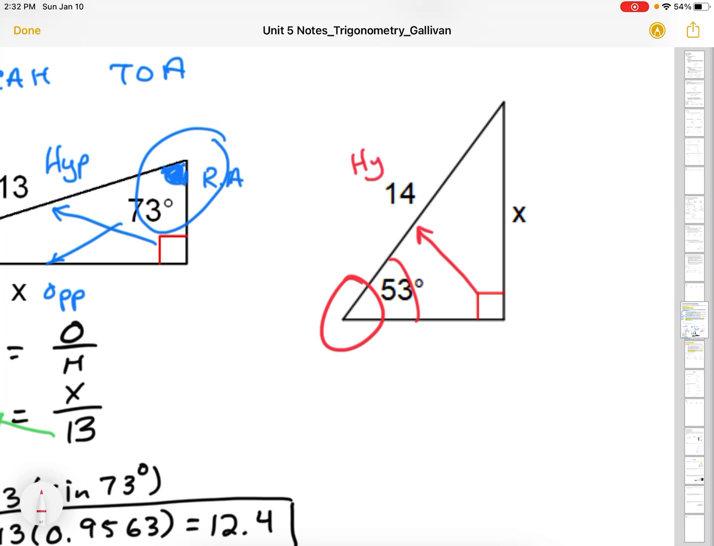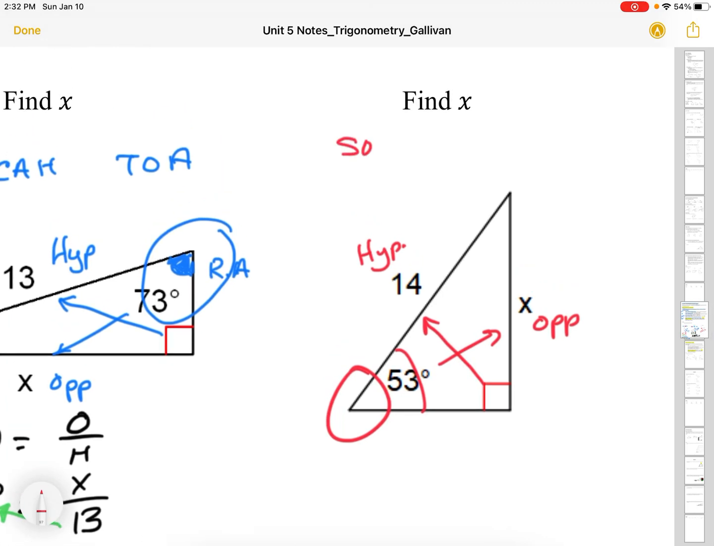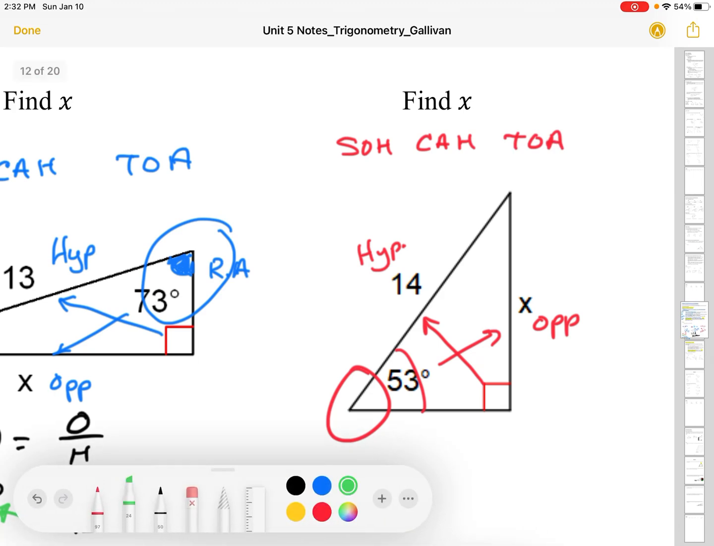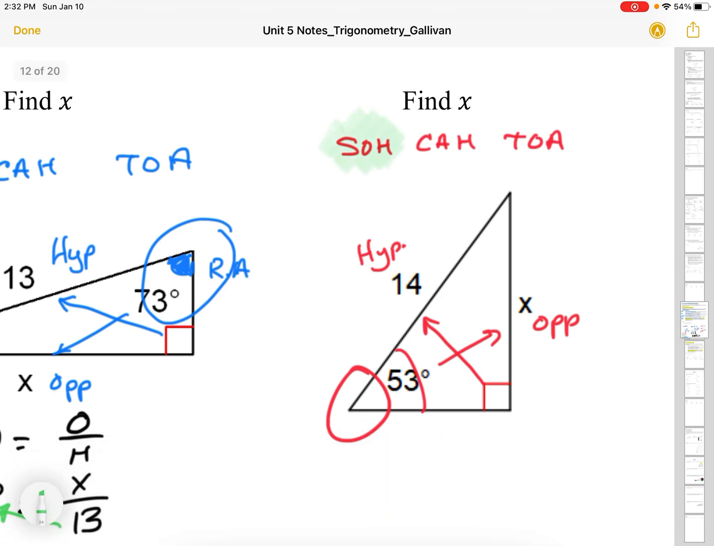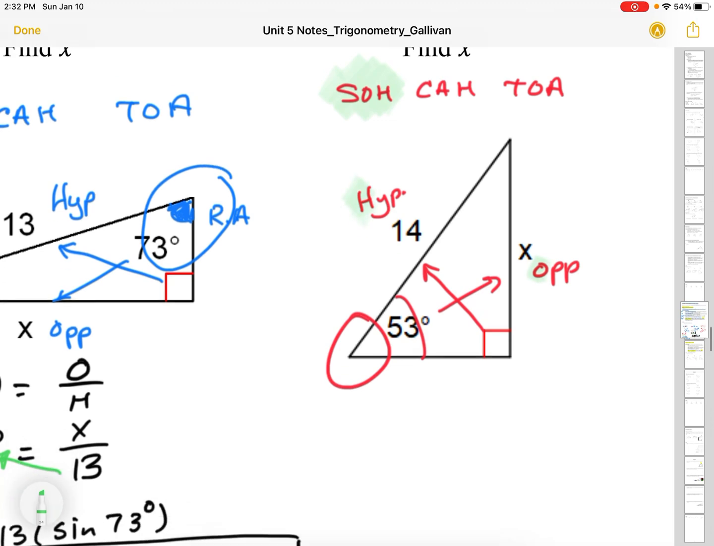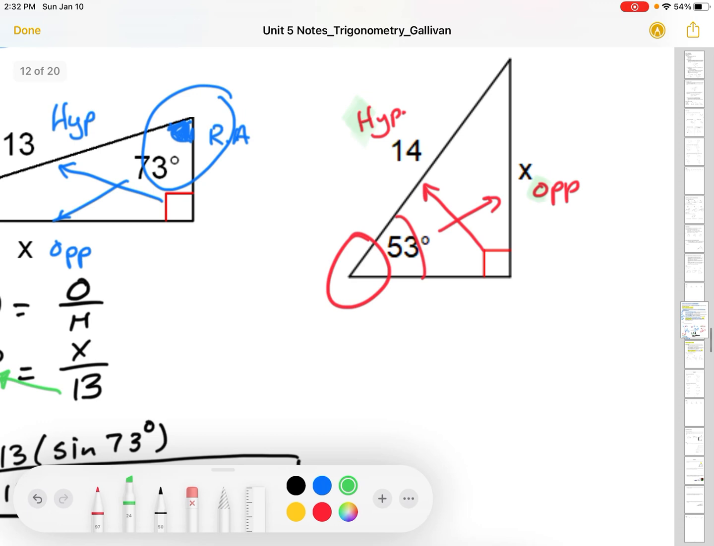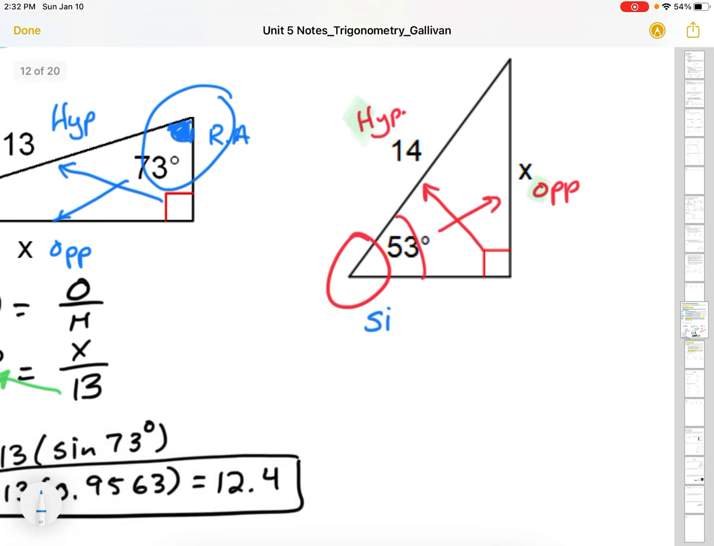So this is our hypotenuse, and this is our opposite. So looking at that for our SOHCAHTOA, opposite and hypotenuse is going to make me use sine, right? Because I've got opposite and hypotenuse, okay? So from that, we're using sine.